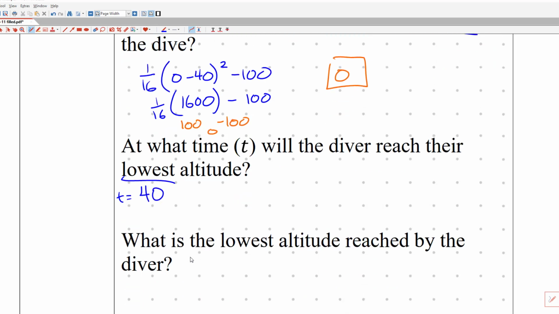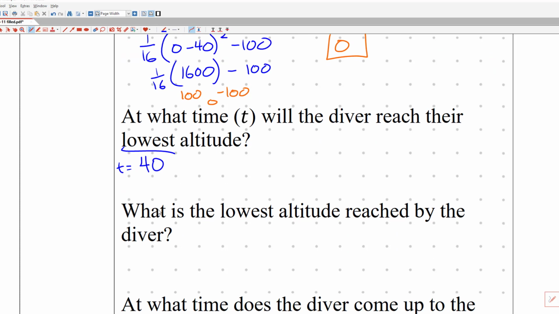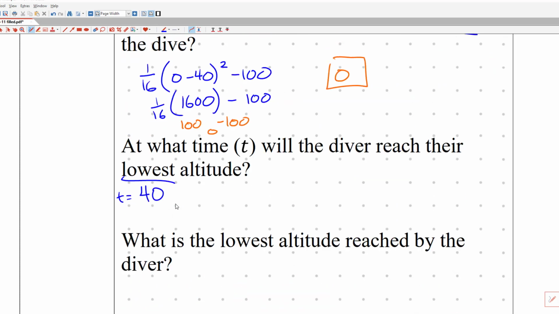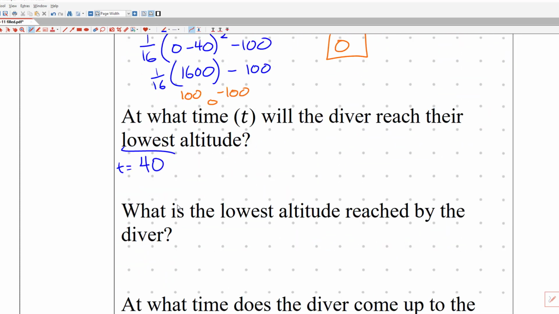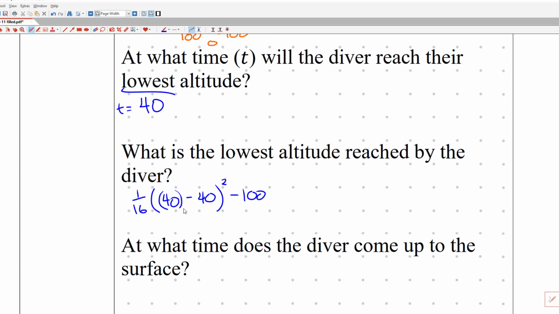What is the lowest altitude reached? Okay, so now plug 40 in. So our equation again up here was 1/16. So I'll write this down, 1/16, and I'm going to plug in 40. That's the 40 that's being plugged in, minus 40, and then minus 100. I forgot the squared as well. And clearly 40 minus 40 is 0. Everything over here is 0. We can just cross everything out. That's all 0, minus 100, so the answer is minus 100.